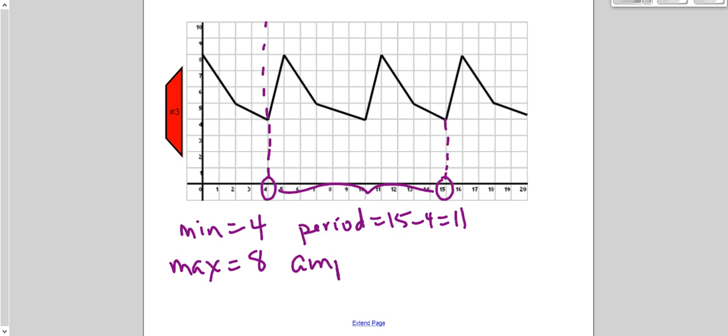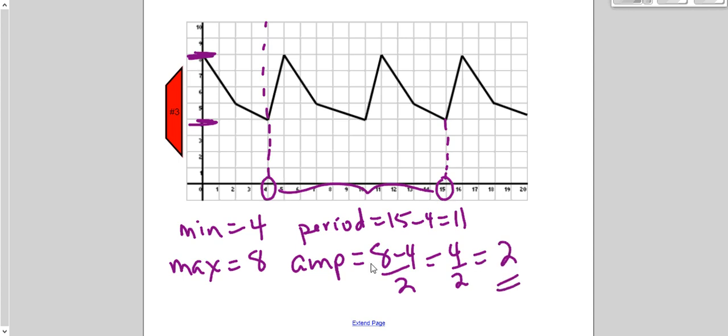And then my amplitude, I can go halfway in between 4 and 8, but I'm just going to go 8 minus 4 divided by 2, which is 4/2, which is 2. So it has an amplitude of 2. All right.